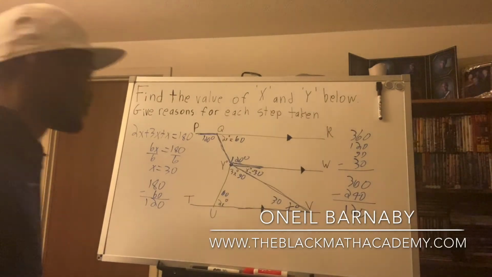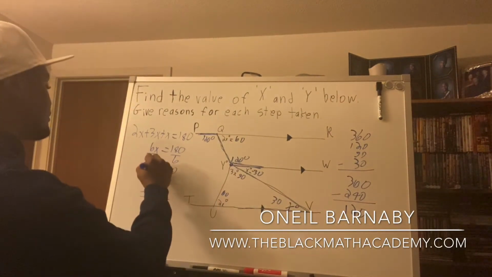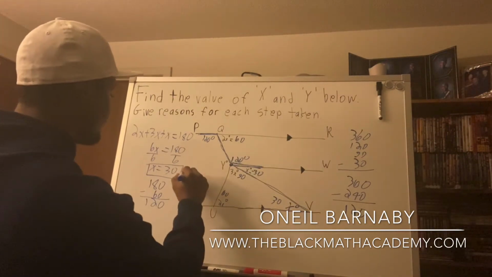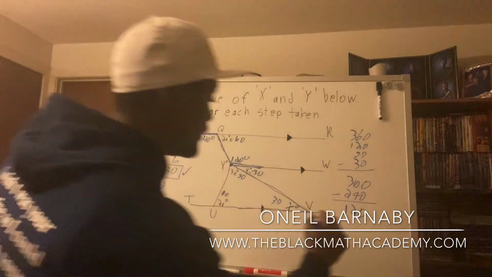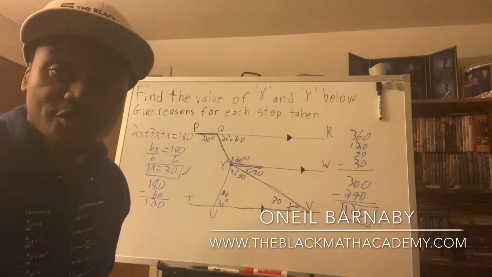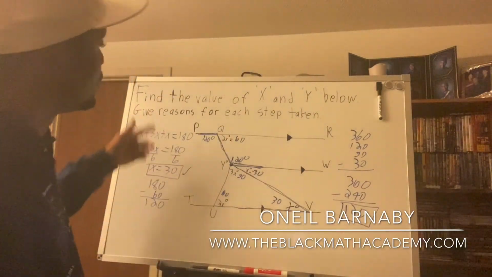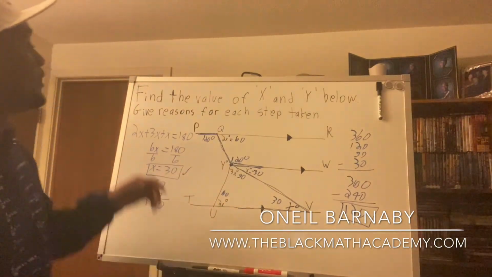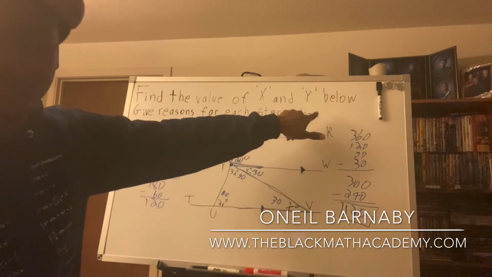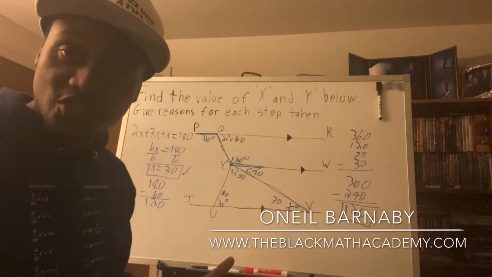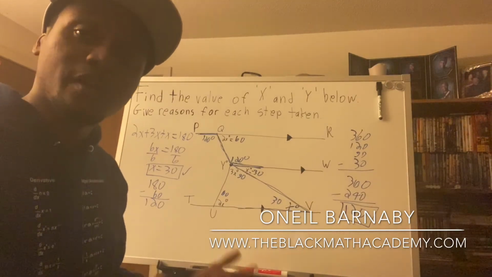All right, so the value of x was 30 degrees, excuse me. And the value of y that we just found out is 120. So that's how you go about solving a geometry question like this. You have to find the value of x and y, and you must give reasons for each step that you take. And I was able to justify all of my steps that I took.